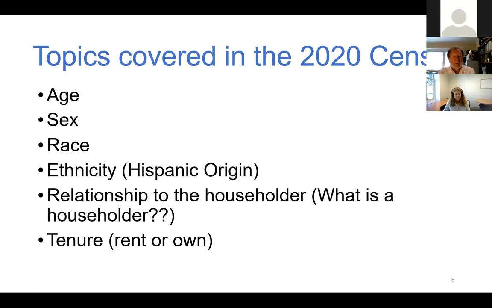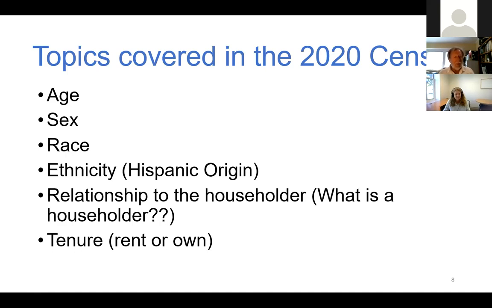And then finally, the last thing asked is housing tenure, which means is this place rented or owned. So those are the major variables collected in the decennial census data. Just as a point, the Census Bureau used to collect a lot more detailed data like income and poverty and employment up until the 2000 census, and then they switched to this kind of short form census in 2010.